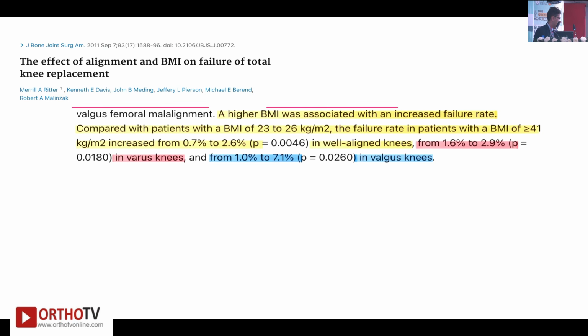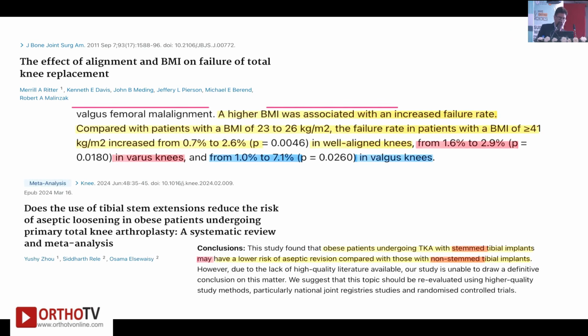Next is BMI. We all know that BMI more than 41 is associated with early failures because of aseptic loosening. Even in aligned knees, it is worse in varus knees, but it is most dreaded in valgus knees. The failure rate increases from 1% to 7% because of aseptic loosening.